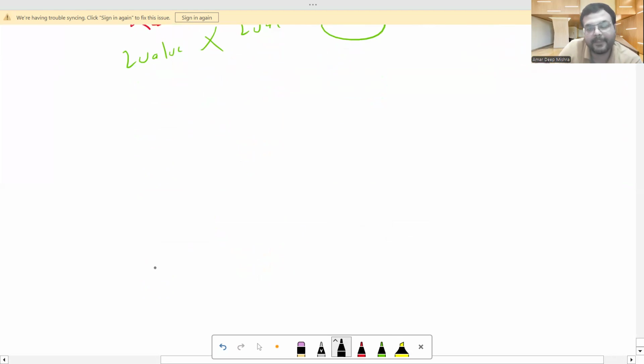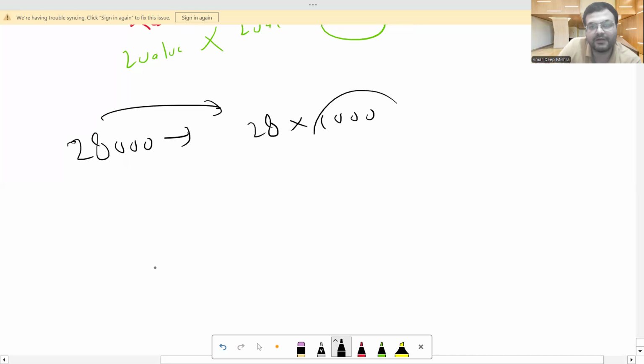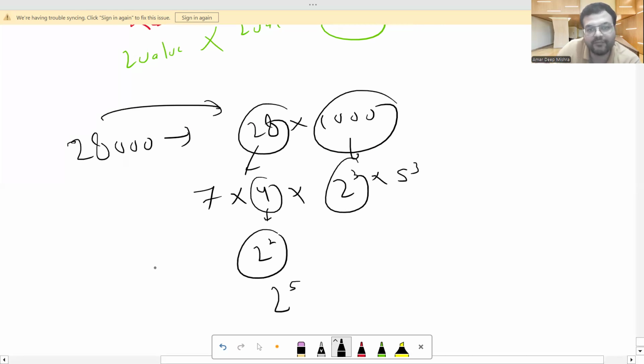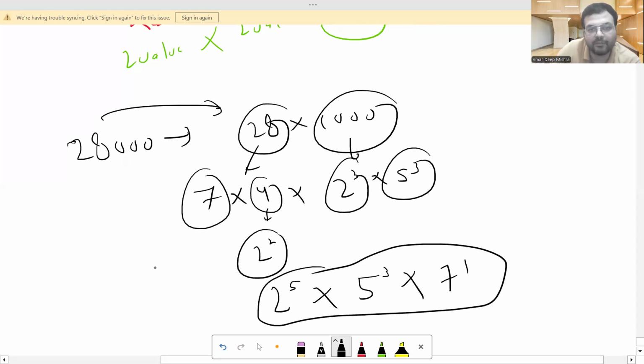Let's say you have a number 28,000. 28,000 can be written as 28 into 1,000. 1,000 is 2 cube into 5 cube. And 28 is 7 into 4, so 4 is 2 square. So 2 square and 2 cube will be 2 power 5 into 5 power 3 into 7 power 1. Now this is the prime factor format. This is the first step that you have to do always.